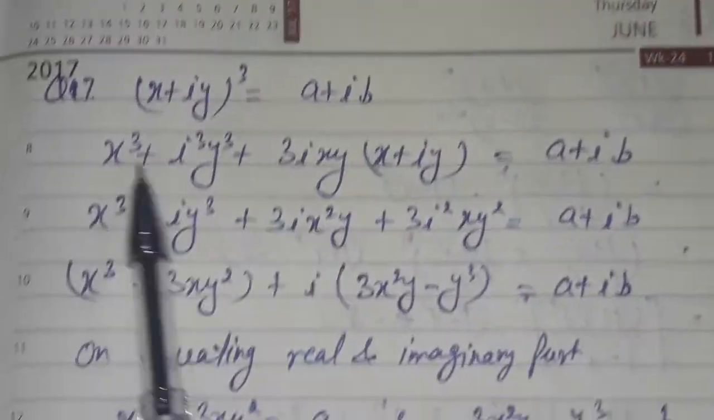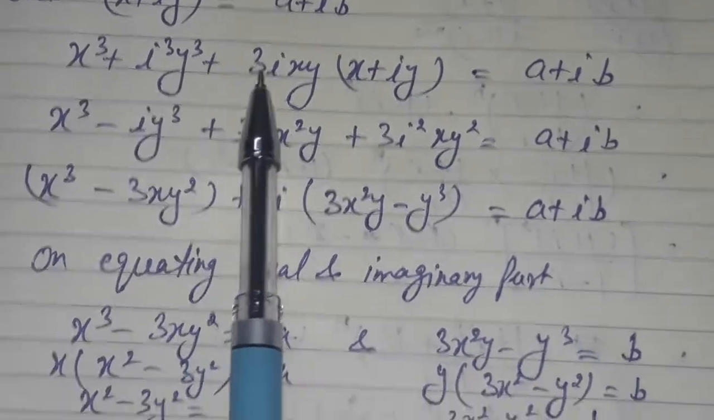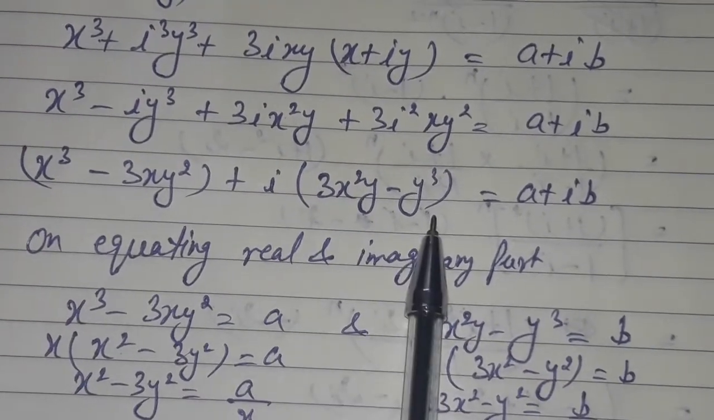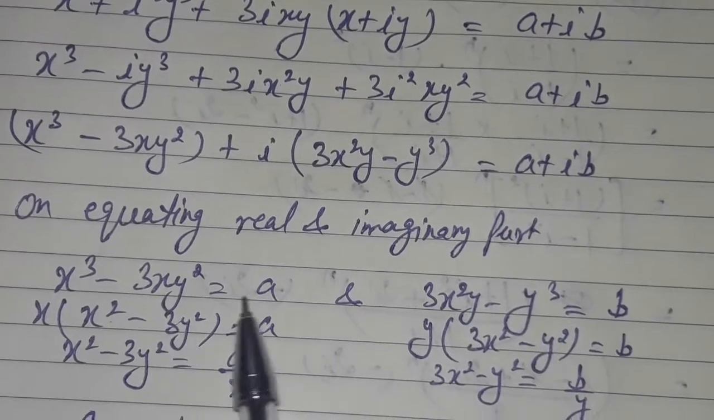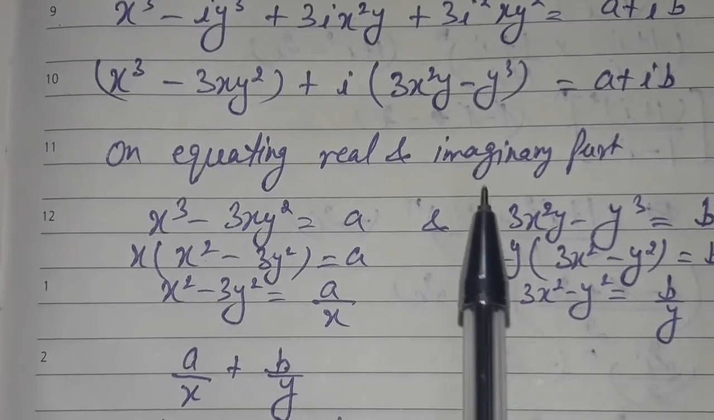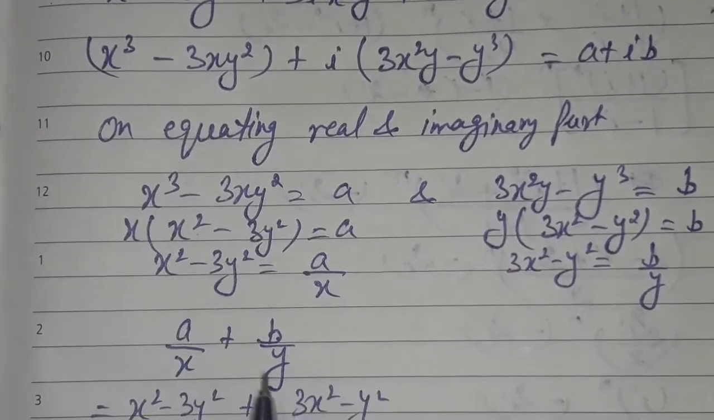Another is (x plus iota y) whole cube equals a plus iota b. Expand it: x cube plus iota cube y cube plus 3 iota xy (x plus iota y). Collecting the real part and the imaginary part and comparing, we get x cube minus 3xy square is equal to a, and 3x square y minus y cube is equal to b. Same is the question in the NCERT I have discussed with you earlier.